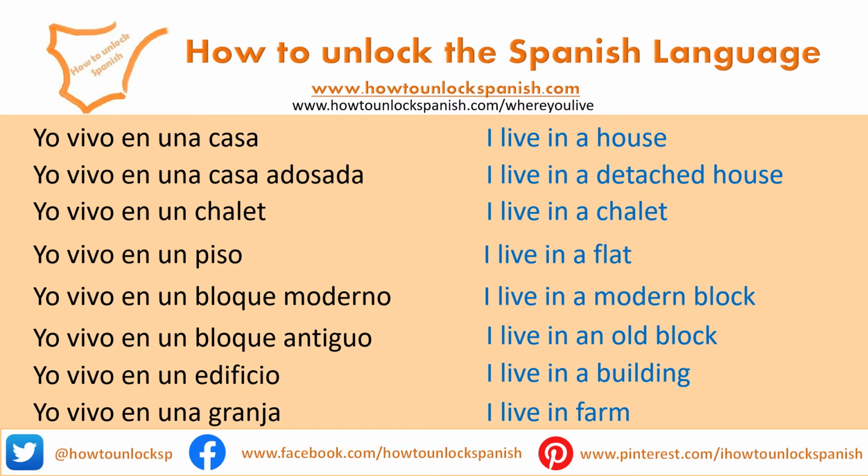You know, a building and a block are quite similar. So bloque and edificio es muy similar. Yo vivo en una granja. I live in a farm.